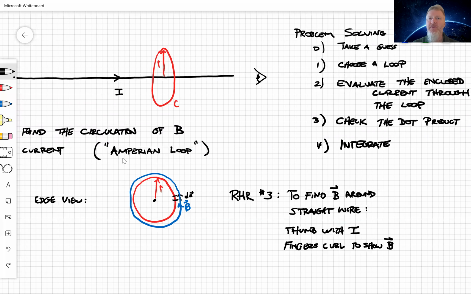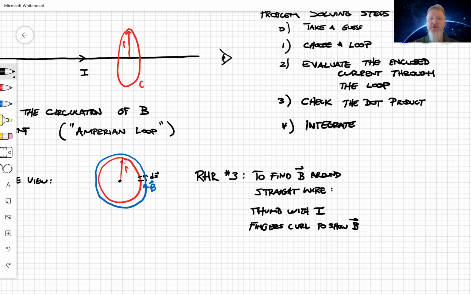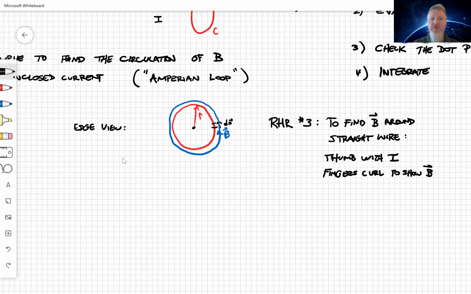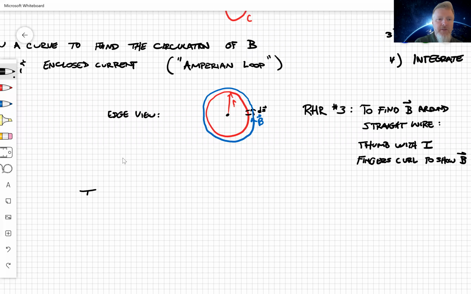So that's step 0, guess. Choose a loop, done. Evaluate the enclosed current through the loop. That's great. So the enclosed current, well, I've got it all in there, so it's just equal to the current I, right? That's what this dot is right here. That's I. So there's my enclosed current. I enclosed everything.